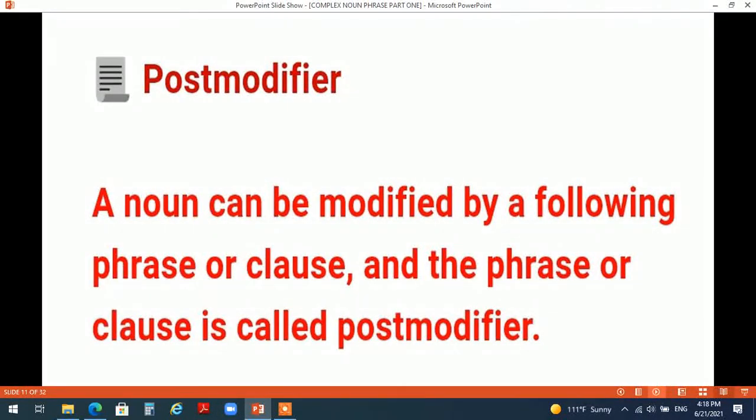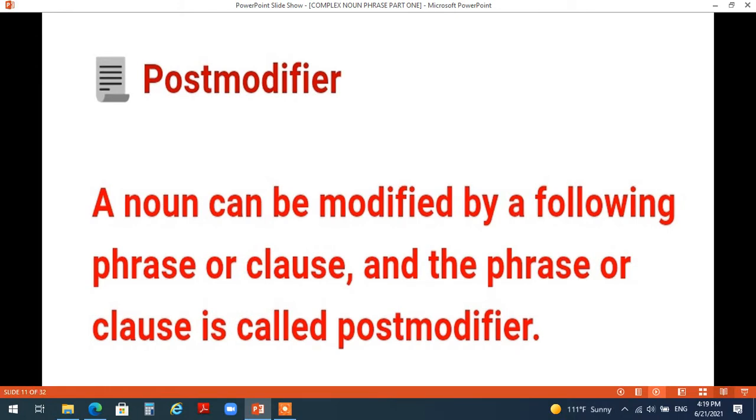Now, regarding the complex noun phrase, we said that it is made up of three parts. You have the head noun and you have pre-modification and you have post-modification. In this lecture, we are going to study all about post-modification, and in our next lecture, inshallah, we will discuss pre-modification. So first of all, we need to know what we mean by this term, what a post-modifier means. A noun can be modified by a following phrase or clause, and the phrase or clause is called a post-modifier.